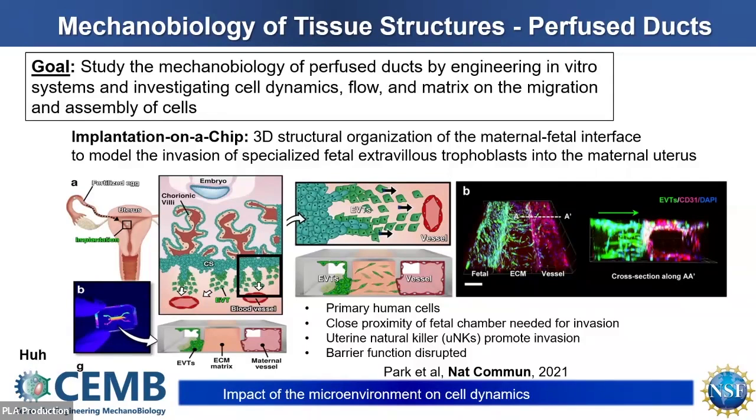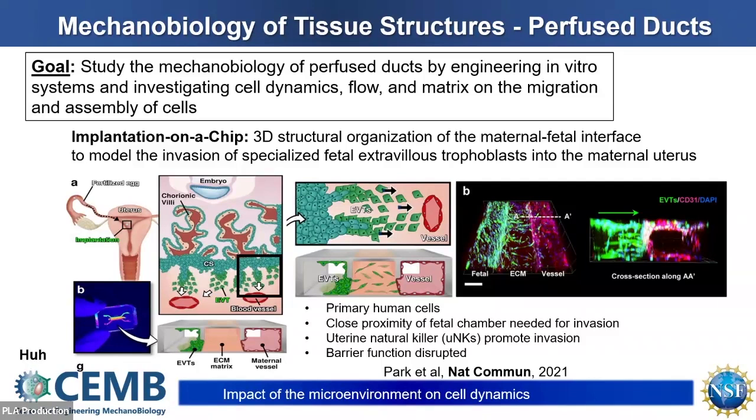And so again, you had these two ducts. Again, you had a chamber of those trophoblasts, and then you had the blood vessels. And it was important to have a few things here. Where you need to have close proximity of that chamber of the close proximity of that blood vessel with those trophoblasts in order for that migration to occur. They also used primary cells, human cells here to investigate these things.